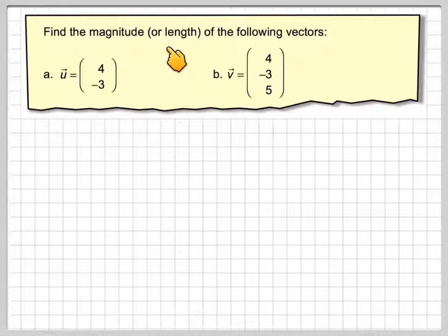Find the magnitude or length of the following vectors. We've got u is (4, -3), a two-dimensional vector, and v is (4, -3, 5), which is a three-dimensional vector. Notice this could be written as 4i minus 3j, and this one could be written as 4i minus 3j plus 5k. Now let's have a look at this GeoGebra app.